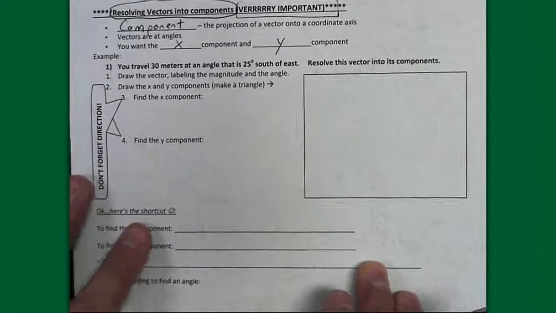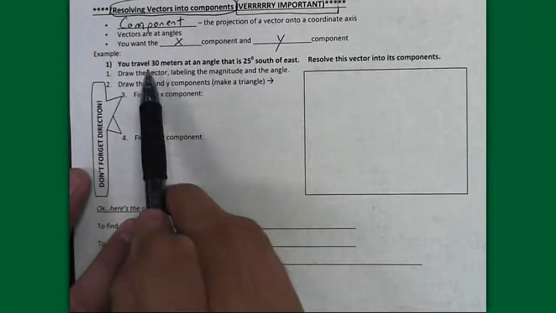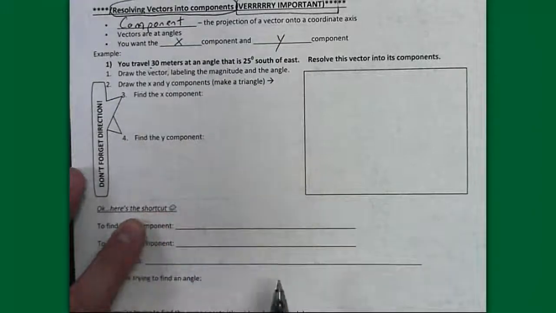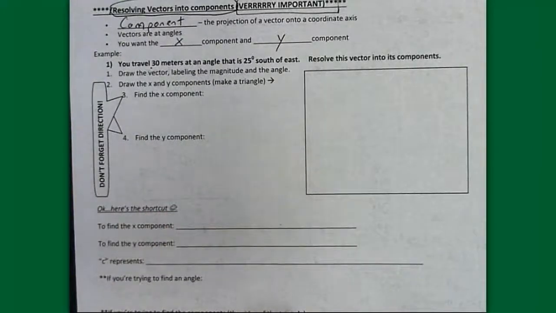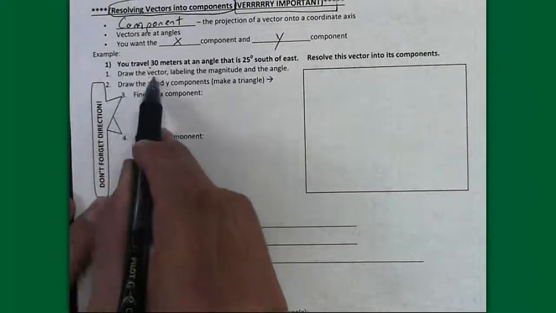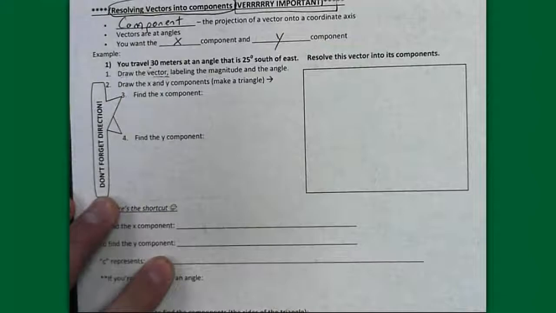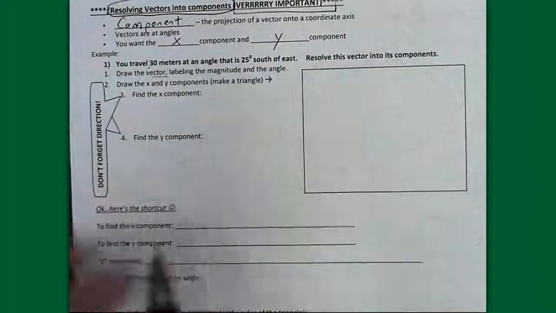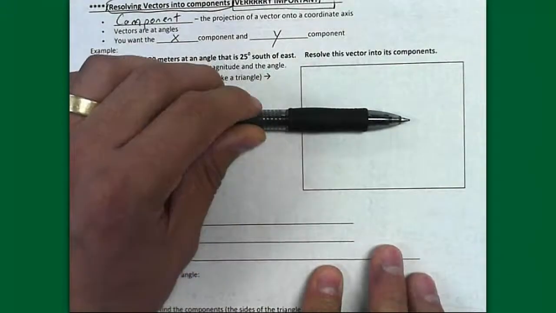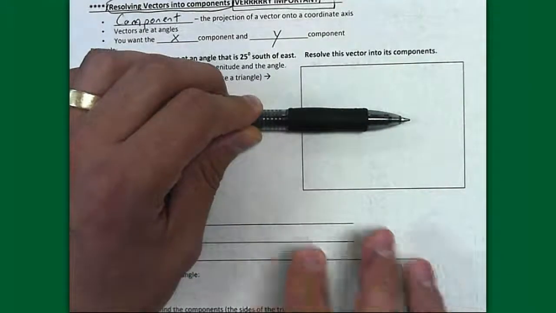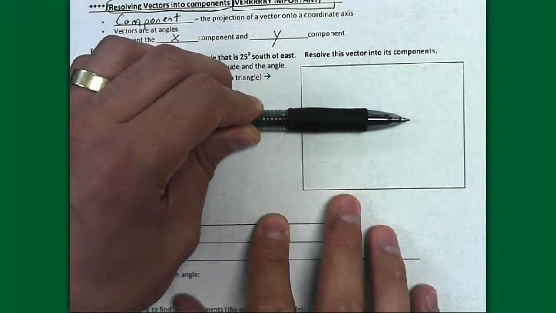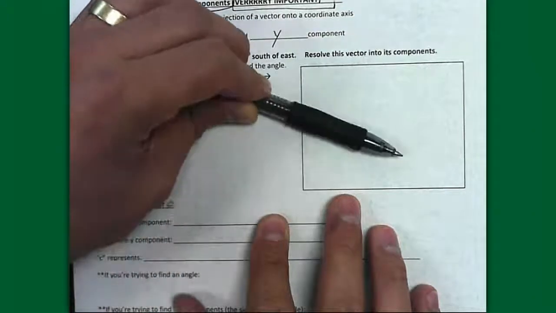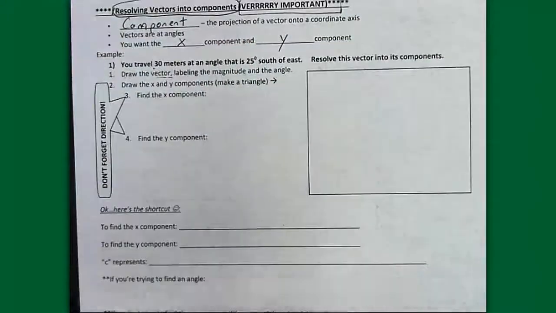So to illustrate how to do that, I simply want to work this problem that's stated here. You travel 30 meters at an angle that is 25 degrees south of east, and let's resolve this vector into its components. All right, the first thing you do when you resolve the vector is you want to simply draw it. And let's think here. 25 degrees south of east. Well, if this is east, and I'm not going east, but I'm going on a route that is 25 degrees angled to the south of east. So my vector will look like this.